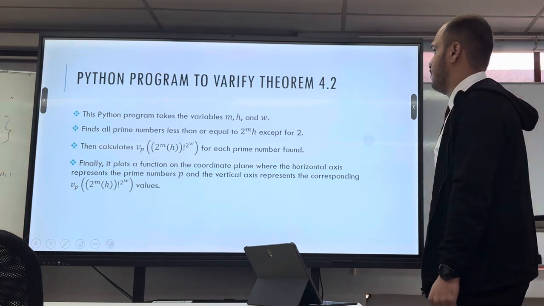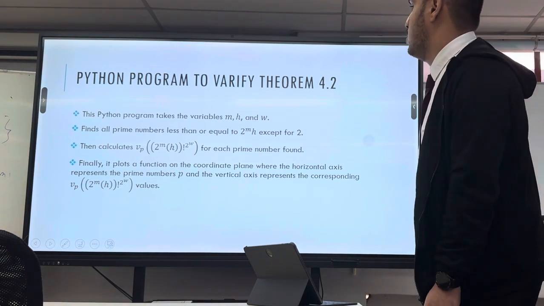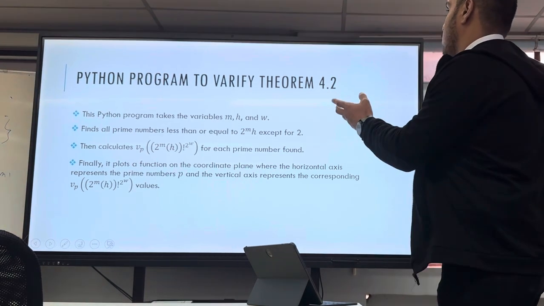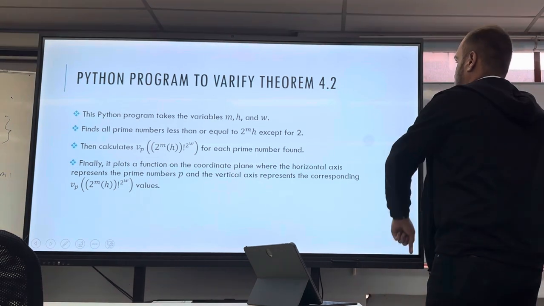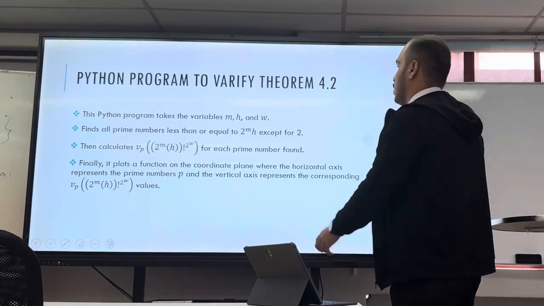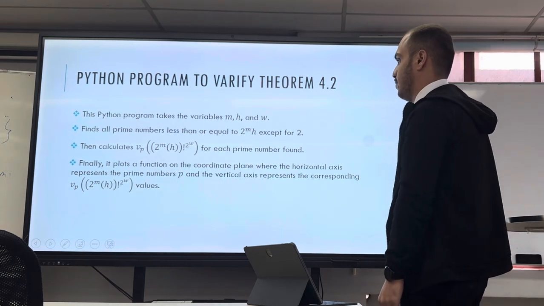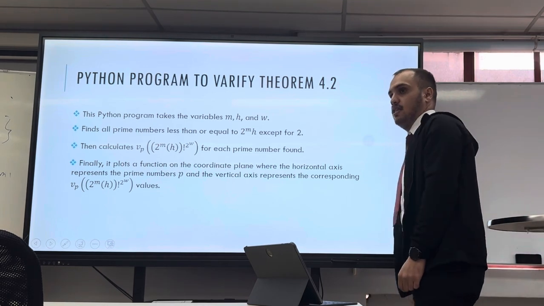This is a Python program to verify theorem 4.2. This Python program takes the variables m, h, and w, finds all prime numbers less than or equal to mh, except for 2, and calculates the exponent for each prime number that we found. Finally, it plots a graph to represent the solutions.